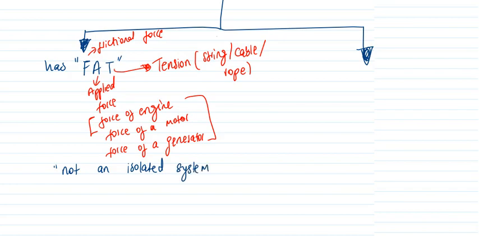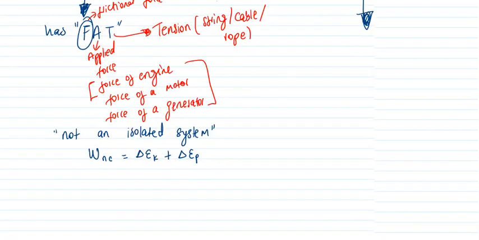For a system that is not isolated, we are going to primarily be using this formula: work done by non-conservative force equals the change in kinetic energy plus the change in potential energy. This is the formula you're going to use. Now, how are you going to use the formula? It's very simple. If you see that there is friction, on the WNC side you write work done by friction equals change in kinetic energy plus change in potential energy.